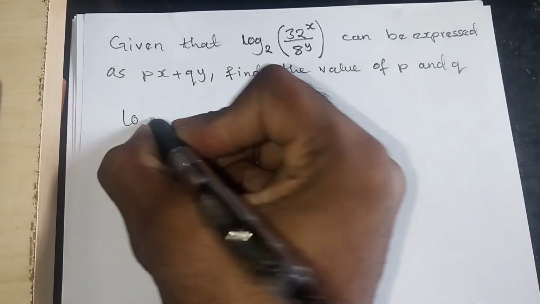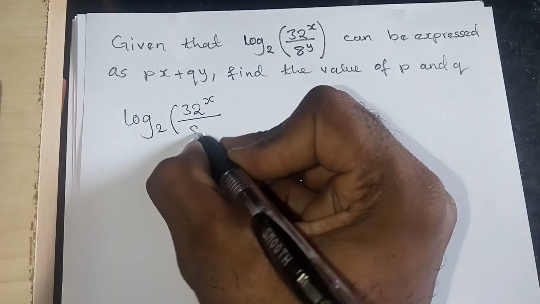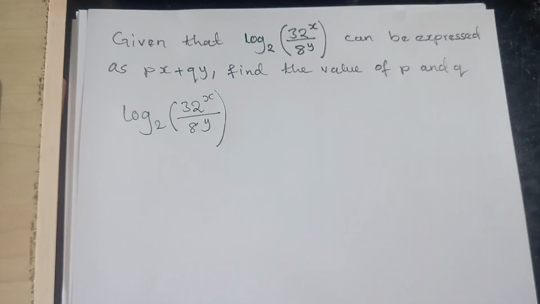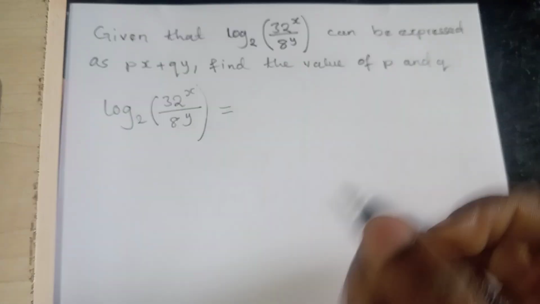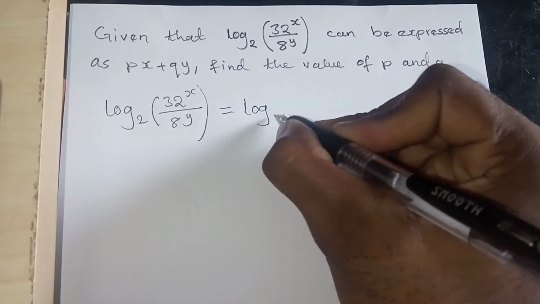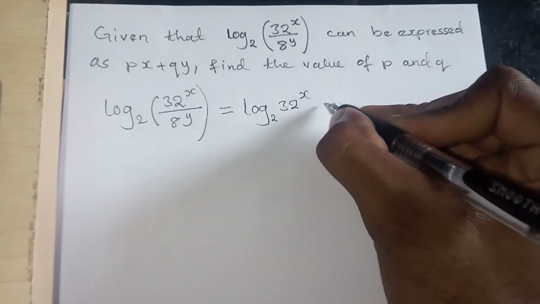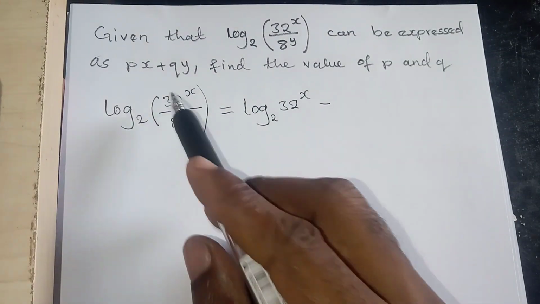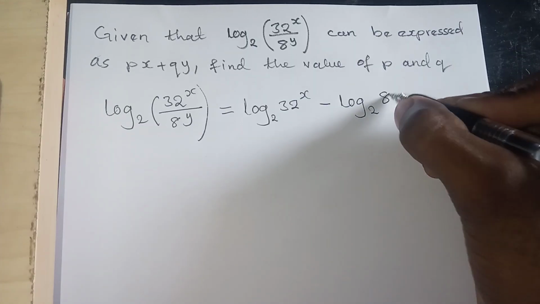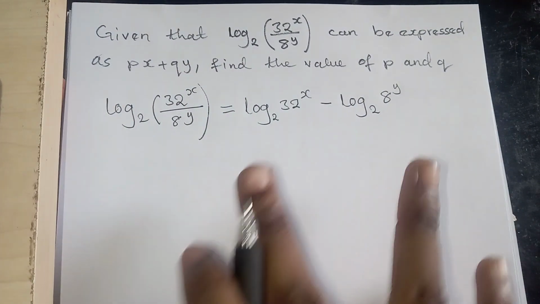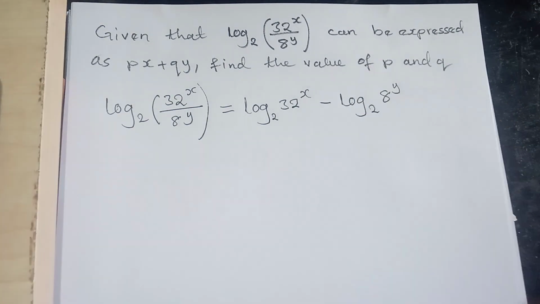So this one we have log base 2 of 32 to the power x over 8 to the power y. We can simplify this by using the quotient rule, we can say log base 2 of 32 to the power x minus, remember when we are dividing we subtract, log base 2 of 8 to the power y. And then after this you can now apply the power rule.